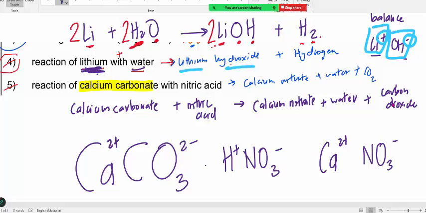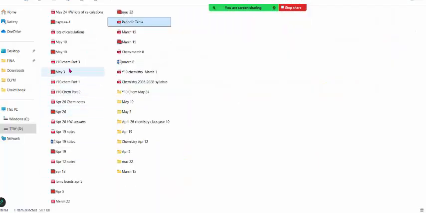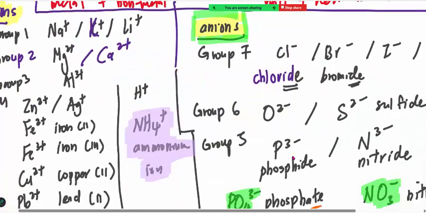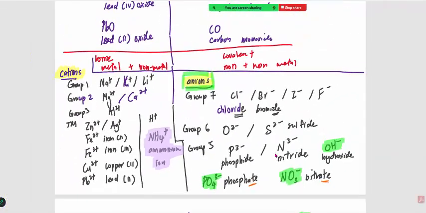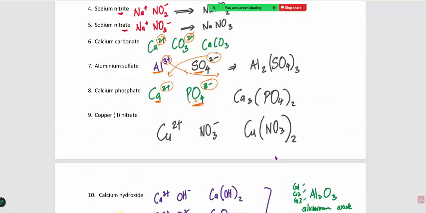Can you please try? I don't understand the bottom. Which one? Carbonate is always CO3, yes, right? This is a fixed thing. Wait, let me open the old one for y'all. Aiyo, how long ago did I teach you this? There, this one. This is fixed. It doesn't change.